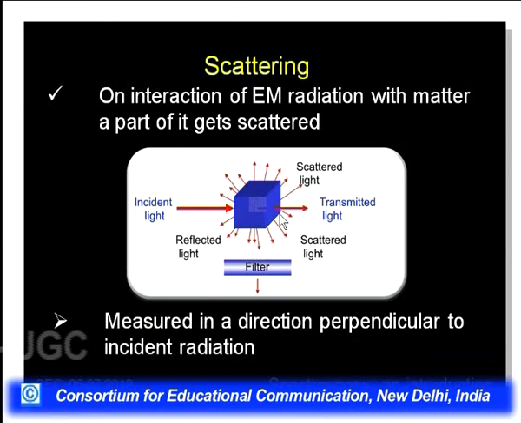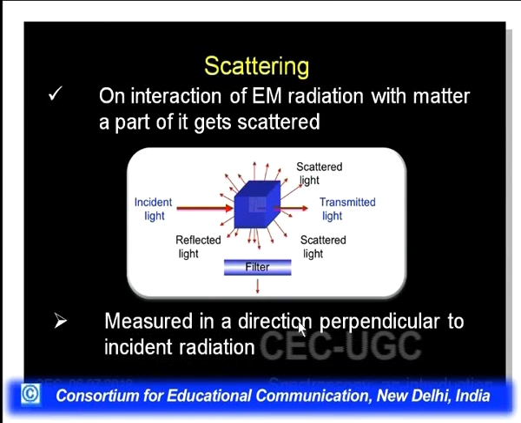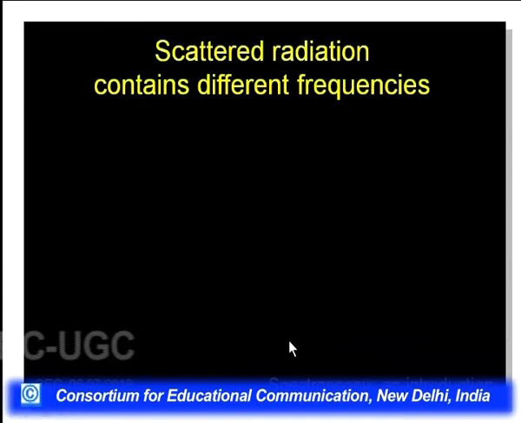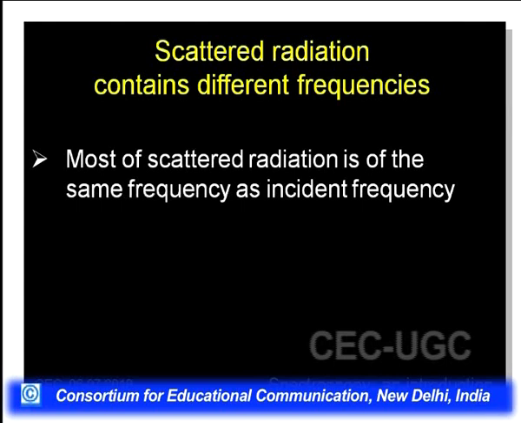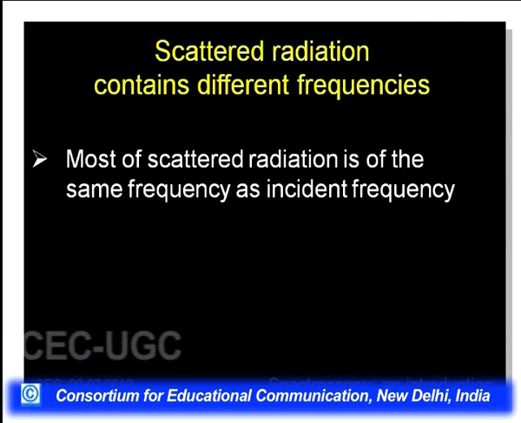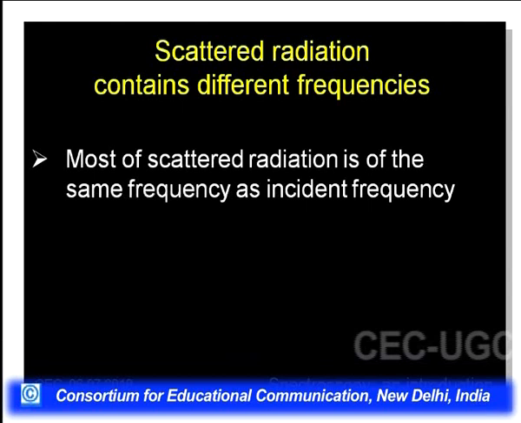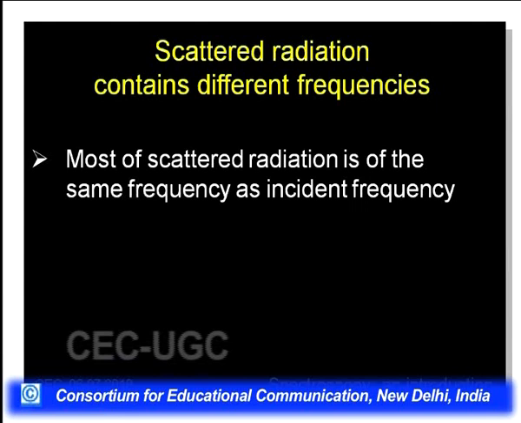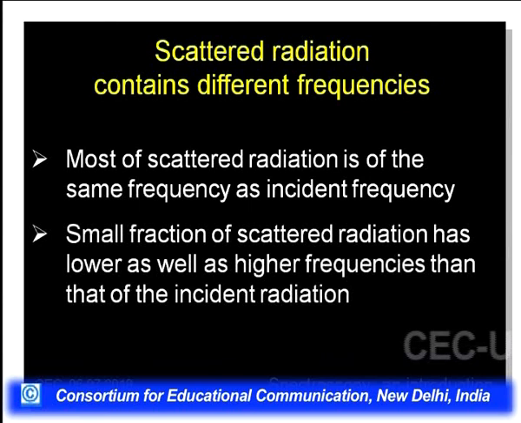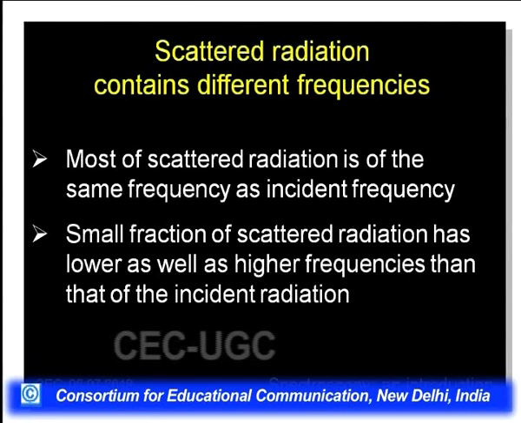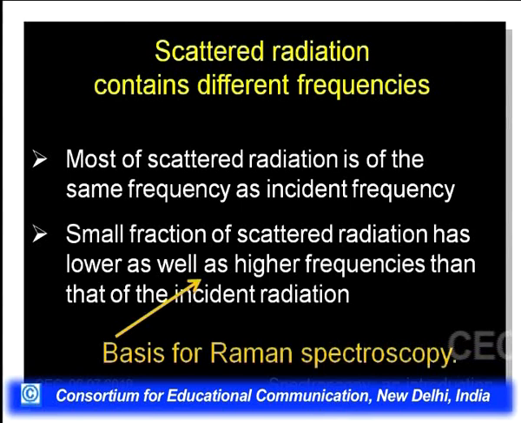This scattering is typically observed in a direction perpendicular to the direction of propagation of light. So you put a filter there and see what kind of radiation is getting scattered. Typically, in scattering, the scattered radiation has different frequencies. There are two main kinds. Most of it has the same frequency as the incident frequency. That means radiation of a certain frequency comes to the sample, interacts, and what comes out as scattered light has the same frequency. That is called Rayleigh scattering. But a small fraction of the scattered radiation has frequencies lower or higher than the incident radiation, and this forms the basis for our Raman spectroscopy. That is exactly the contribution of Raman, who got a Nobel Prize for it in 1930.